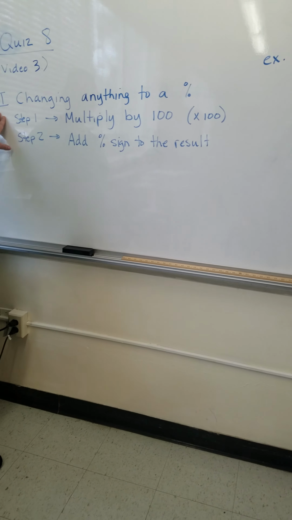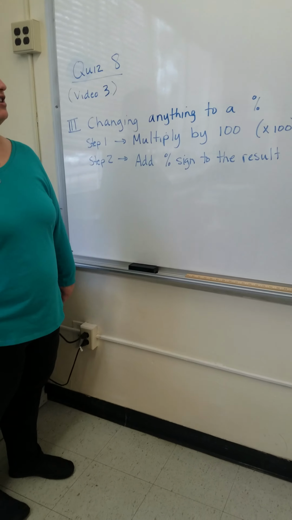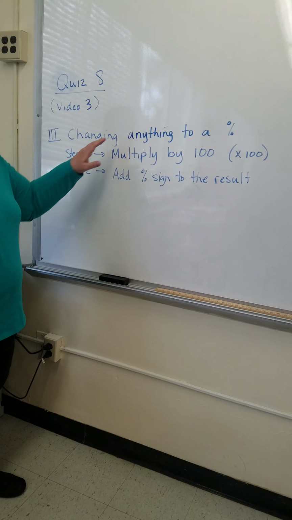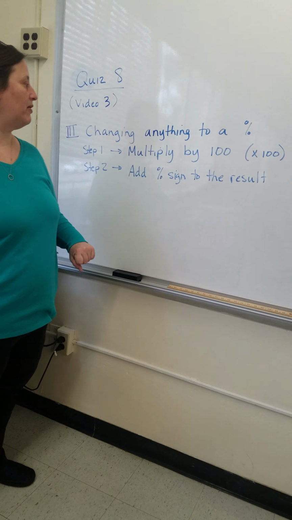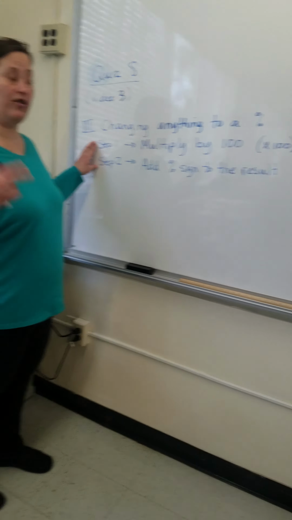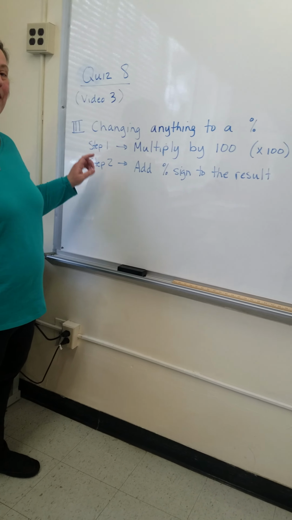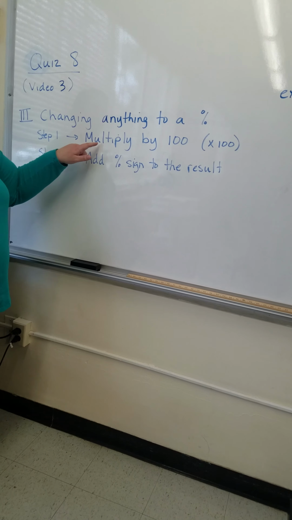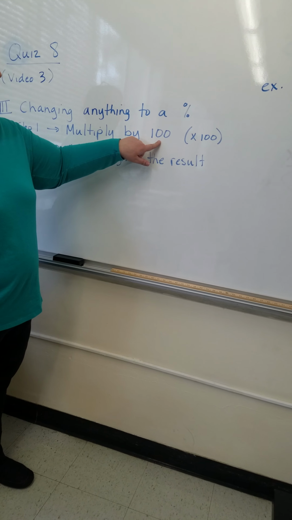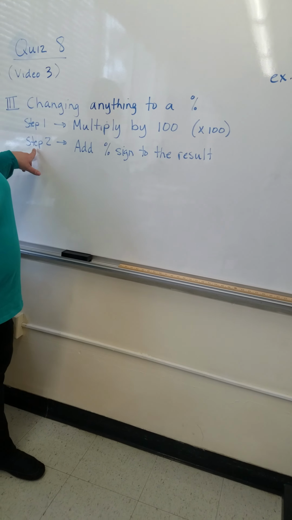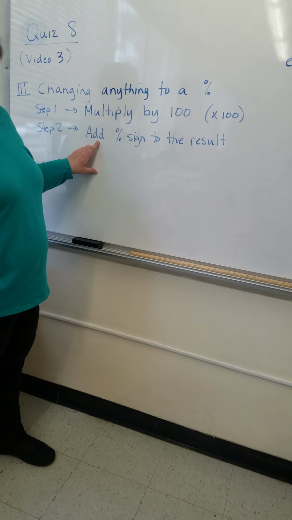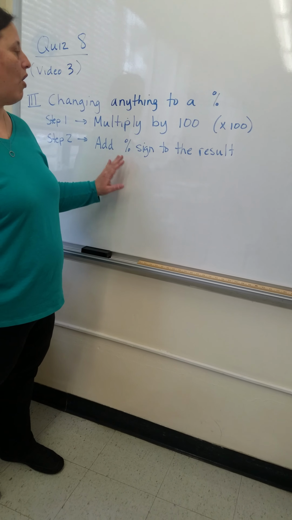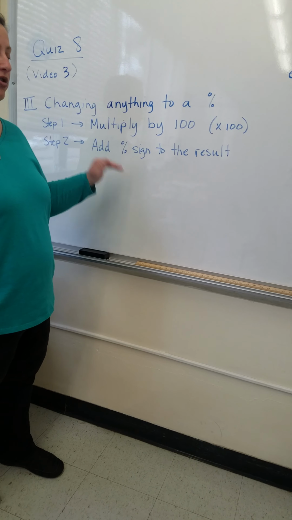And this one, our third topic, is changing anything that we've done so far. Whole numbers, decimals, fractions, mixed numbers, any of those things, we're going to learn to change those to a percent. Again, just like the previous 2 videos, we have a 2-step process, but this is now the opposite of the other 2. So here, step 1, we multiply by 100, times 100. Step 2, now instead of taking the percent sign off, we're going to be putting the percent sign on the result. So all of your answers must have a percent sign.